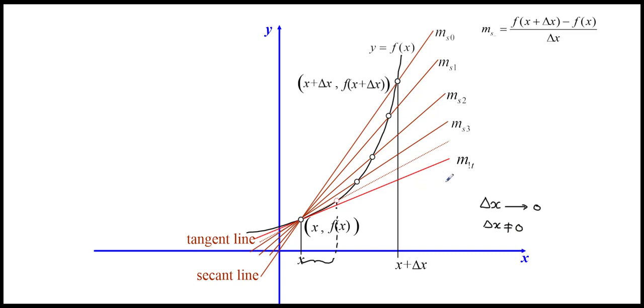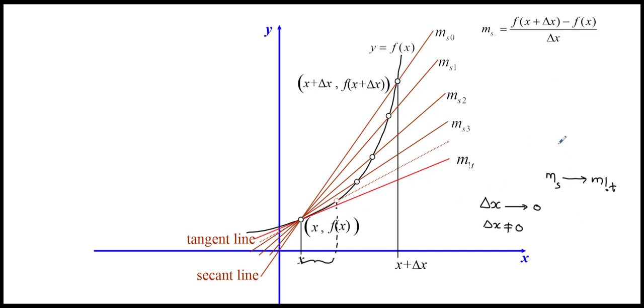So if we look at this to the limit, when delta x is going to 0, the gradient of the secant line will be approaching the gradient of the tangent line. That's what we have there. And that gradient of the tangent line is taken as the gradient of the curve at that point, which we call the instantaneous rate of change.